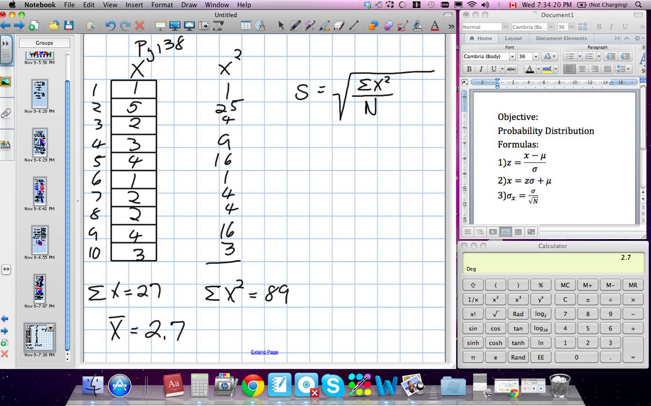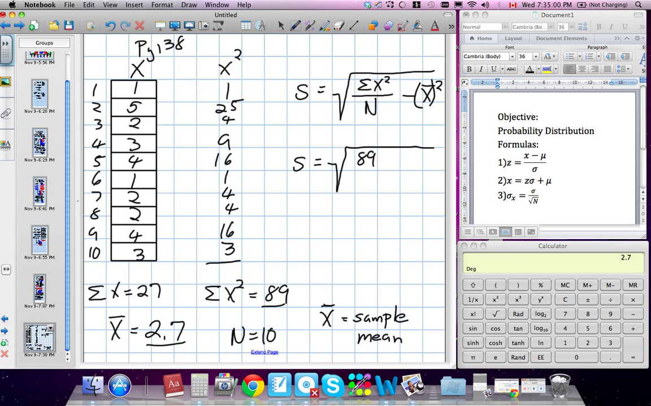And now to find the standard deviation, they have a strict formula. So this formula is S is equal to the root of the sum of all the squared numbers, divided by the sample size, minus the mean squared. So remember, x bar is our sample mean, and we knew our sample mean to be 2.7.